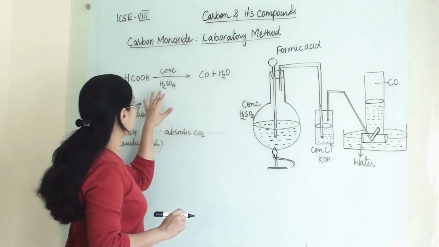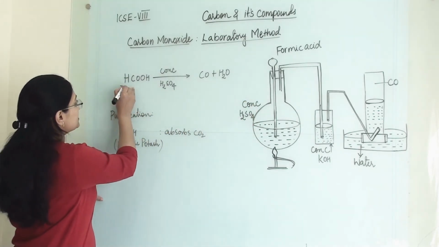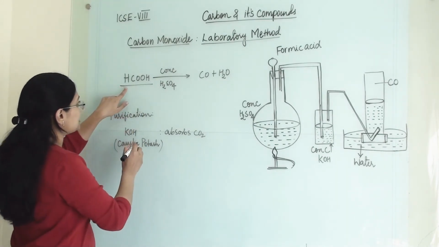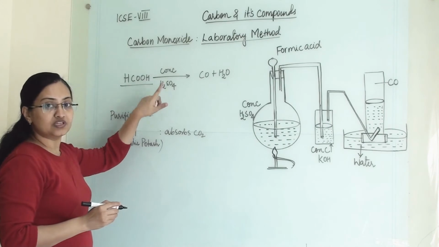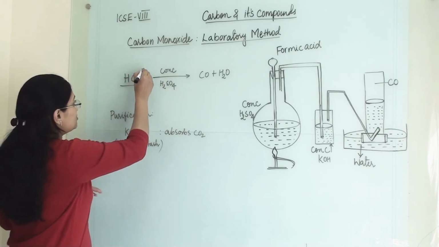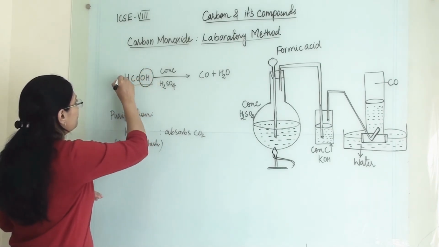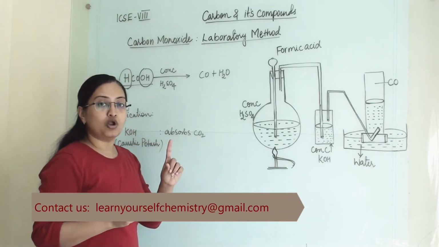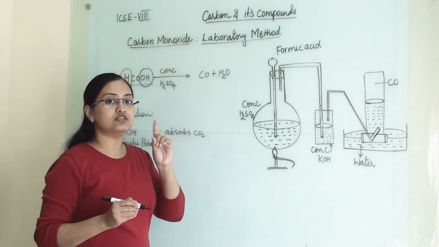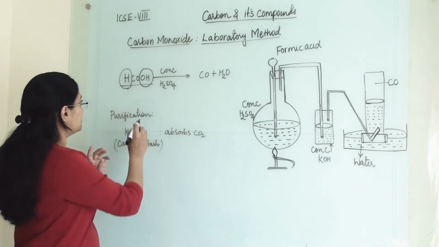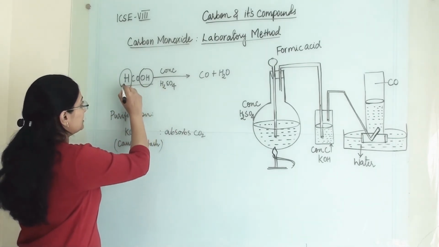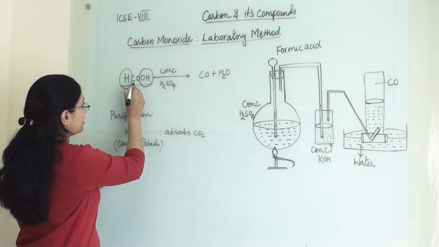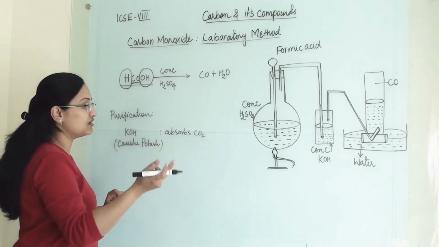So what will happen? This is the molecular formula of formic acid. Concentrated H2SO4 is a dehydrating agent and it will take out a water molecule from this formula. One molecule of formic acid will give one molecule of water, from this OH and this H. This will be removed by concentrated H2SO4 and the remaining CO is our product.